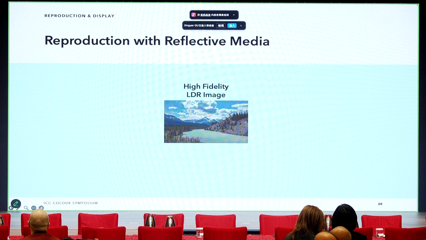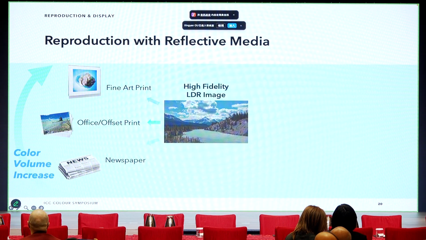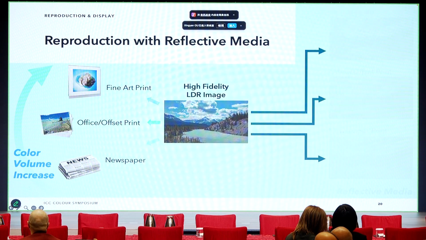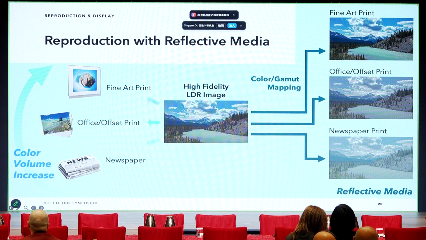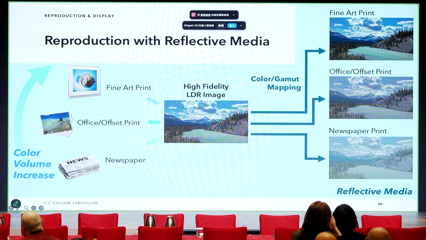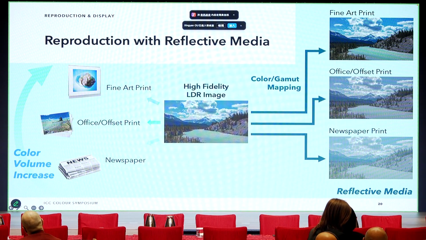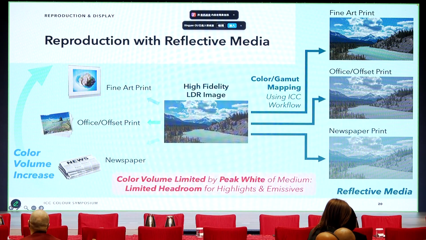So let's assume I have this high fidelity, low dynamic range image. And now I want to get this to newsprint, offset, or fine art. And in that order, the color volume increases. And if I want to get these images there, I make this simulation here. I can get through the three targets with color or gamut mapping. And yeah, obviously we can use ICC workflows to facilitate this.